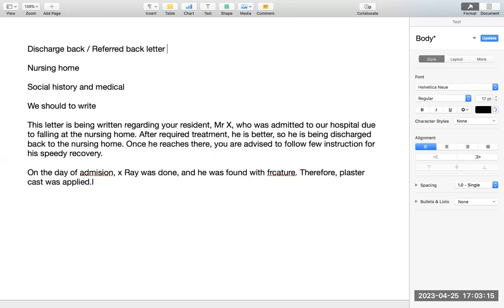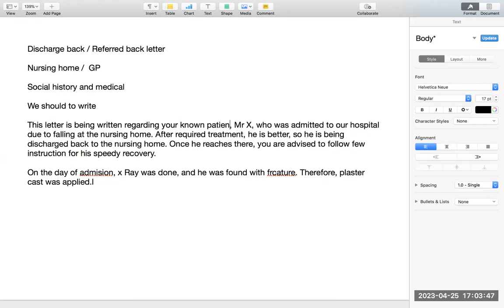Referred back letter means now you are discharging the patient, not discharging back to a place like a nursing home, but referring the patient back to his GP. That is the difference. Refer means you are referring to a person. So if you are referring the patient back to the GP, you will say this letter is being written regarding your known patient, Mr.